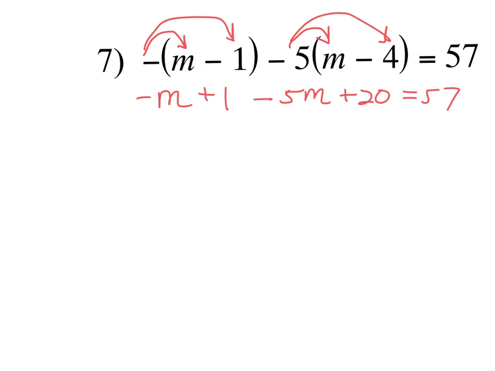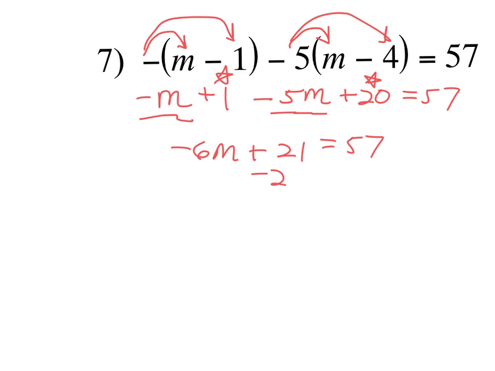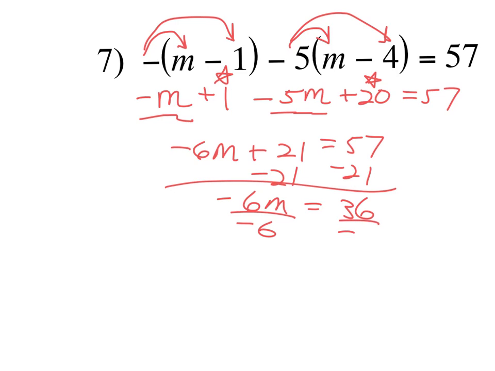Going further, combine like terms, we have negative m minus 5m, negative 6m, plus, combining the 1 and the 20, 21 is equal to 57. Going further, if we take away 21, we're left with 36 is negative 6m. So dividing by negative 6 to both sides, we'll get m equals negative 6.